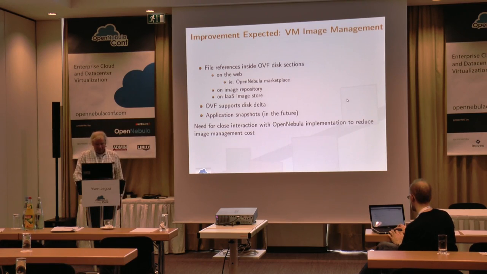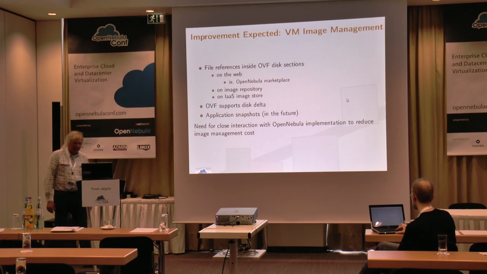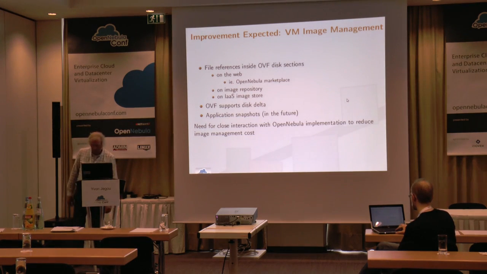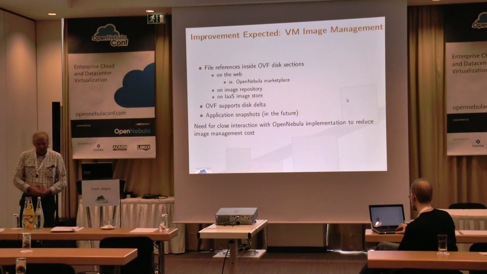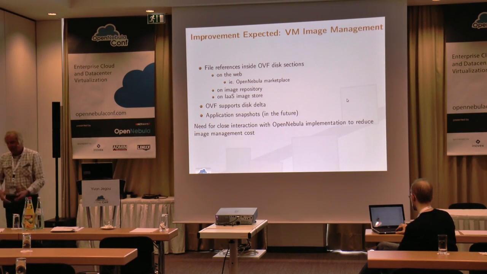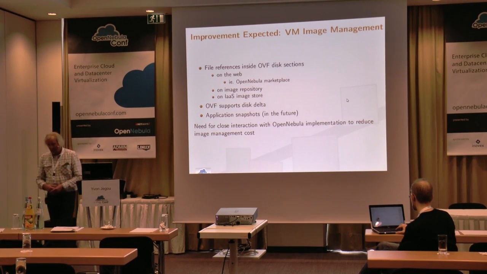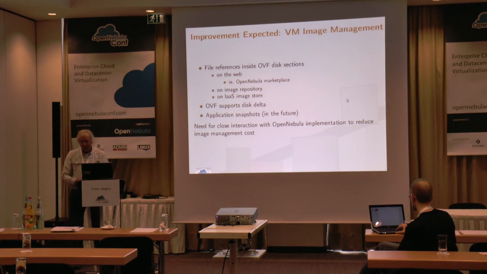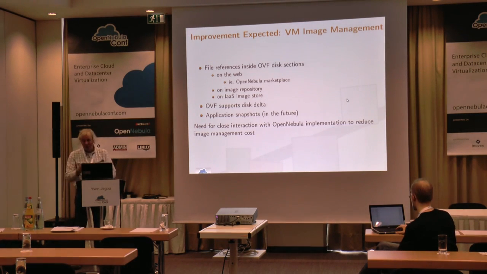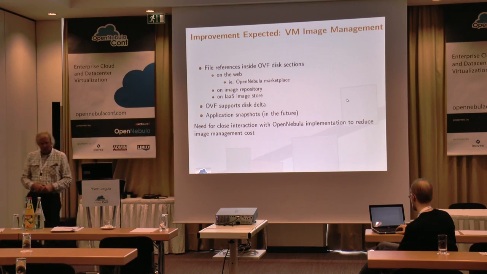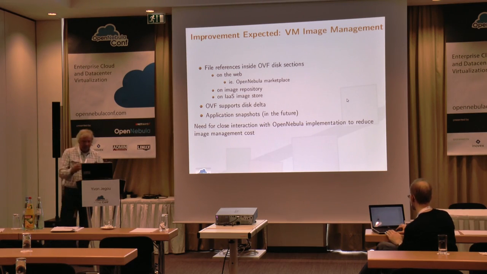We have to improve VM image management because it's a bit expensive. To get a VM image from external files, to build the image, to export it to OpenNebula, sometimes we copy the image 2 times, and it's a bit expensive. And in the future, we need to support application snapshot, which is not currently really exported by OpenNebula. It's in libvirt, but not exactly in OpenNebula.